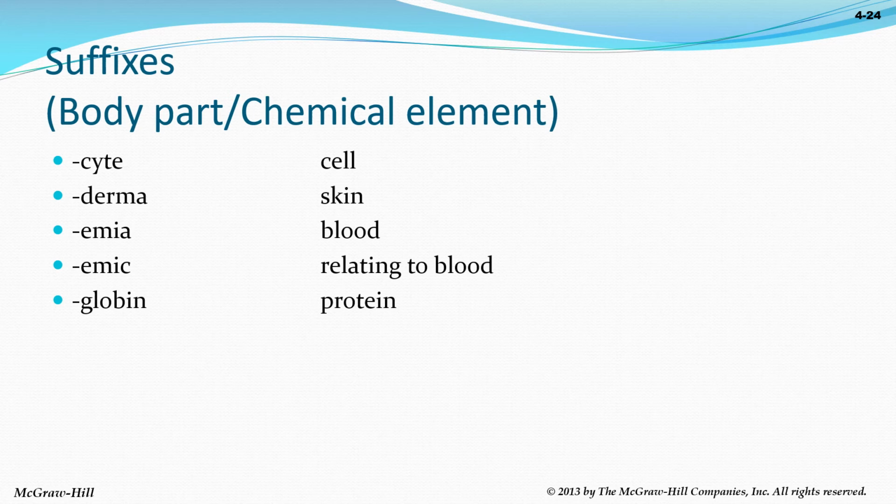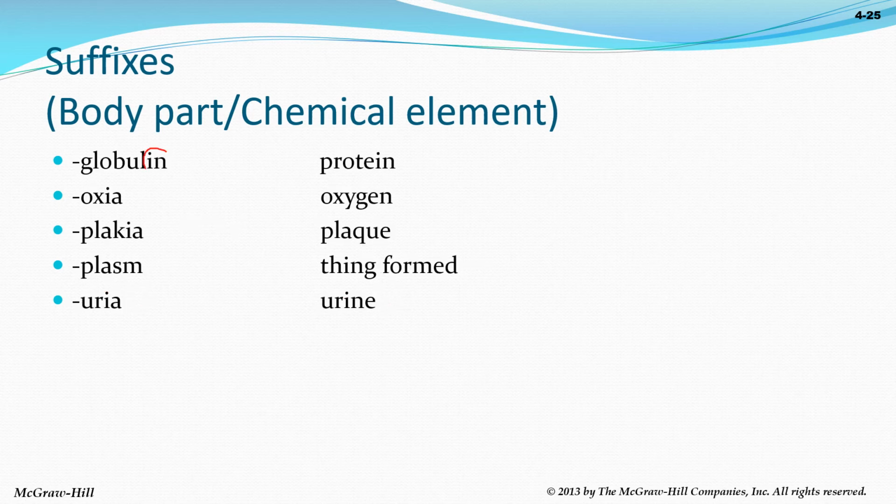Cytocell, derm is skin, and then remember, ema is any condition. Emia refers to a blood condition, right? Anything with that I. What does protein end in? So this is a glob-shaped protein. So they just name proteins by their shape or their function. So this is a protein. It's a globulin. So it's a globular shape. So globulins are usually your antibodies. They're proteins.